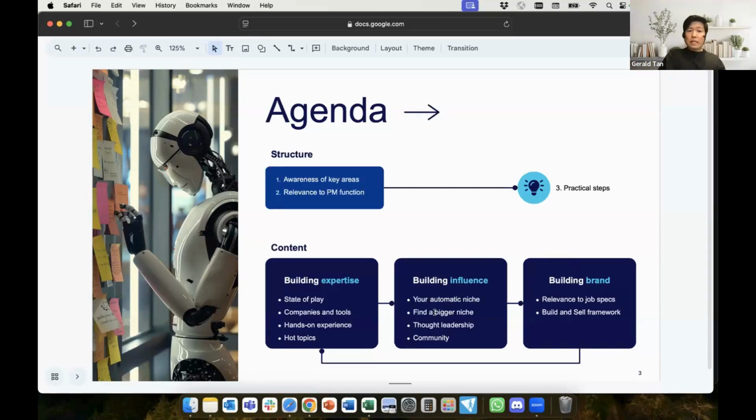But of course, to be a thought leader, you really have to know the bigger niche. I'll help you find it. What is thought leadership? And of course, most importantly, what communities you should be part of as a start. And then we're going to talk about brand. This is very relevant to really about building jobs. And then I will share with you a framework I use, and I hope that you can use it too.